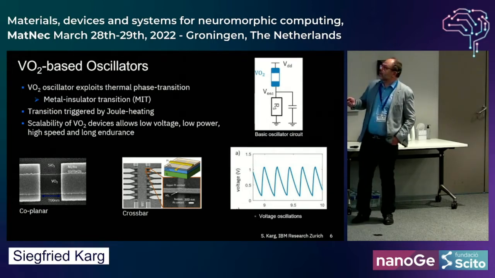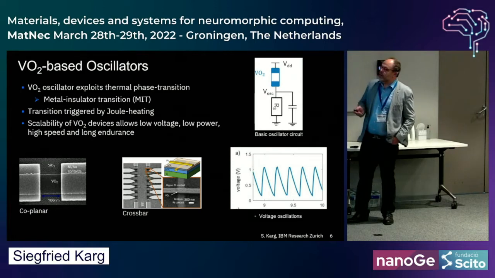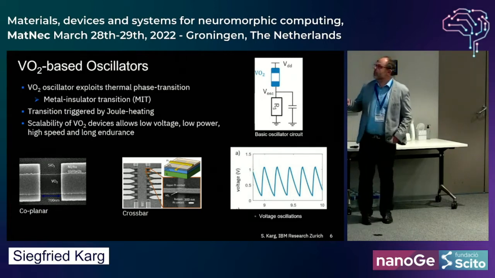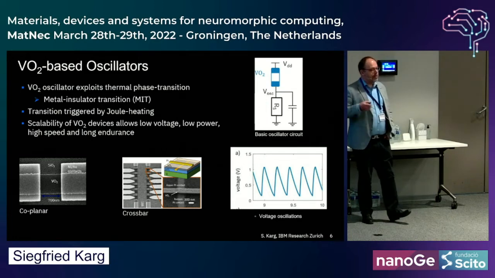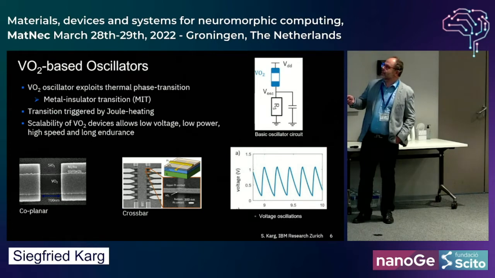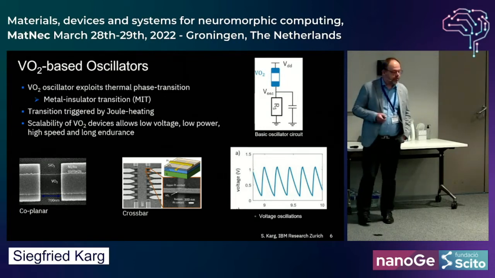So when you apply a DC voltage to these series resistors, when the vanadium oxide is in the insulating state, the voltage drops mostly across the vanadium oxide. There is a small current going through, that is Joule heating, so it heats up. At a certain point, when this switches to the metal, this becomes quasi a short, and now your voltage drops across the series resistance.